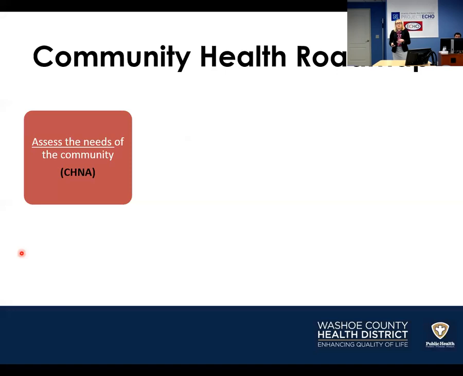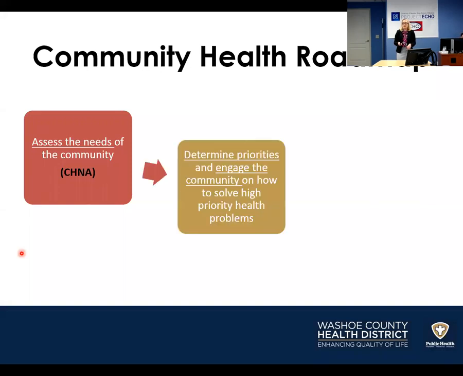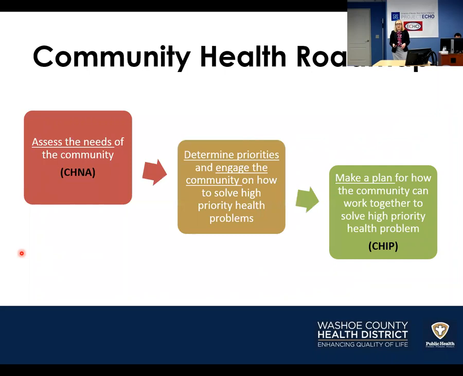So I like to describe this process that I just went through in those 4 steps as something I call our community health roadmap. So our first stop in that roadmap is assessing the needs of the community. And again, that's typically done through that community health needs assessment. Next, you're going to determine your priorities and engage the community on how to go about the work of solving those high priority health problems. The third step is crafting a plan on how the community can work together to solve those high priority health problems, and that's through the CHIP.